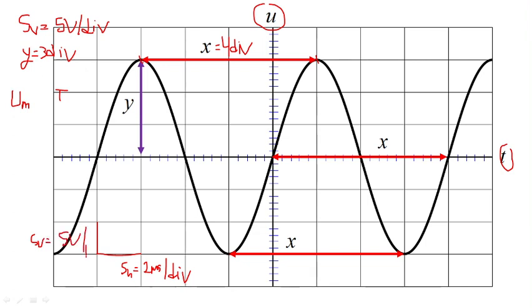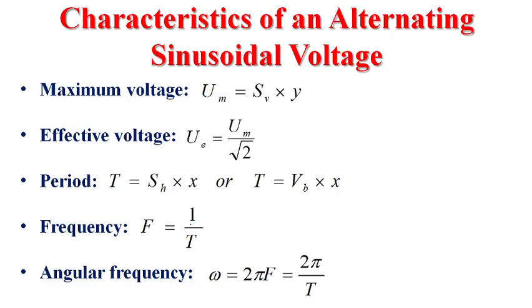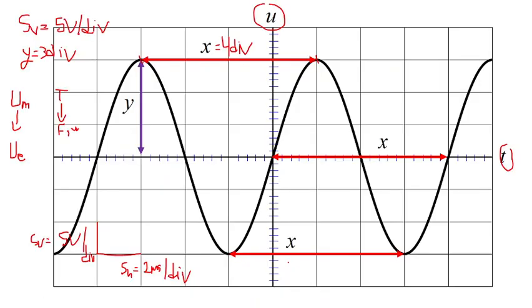Now from U max we can find U effective. We divide Um by radical 2, and from the period we can find the frequency and angular frequency. Frequency equals 1 over T, omega equals 2 pi F or 2 pi over T.